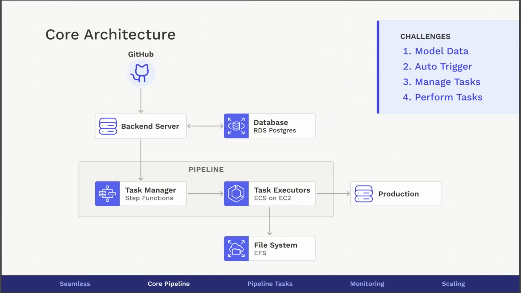Let's take a moment to step back and see how this core architecture solves the 4 challenges that we talked about earlier. First, we created the data model and set up a Postgres database. Next, GitHub sends a webhook, which auto-triggers the pipeline. Then we use Step Functions to manage the tasks, and they're executed using ECS and also use EFS to share data. Finally, the new code is deployed to production.